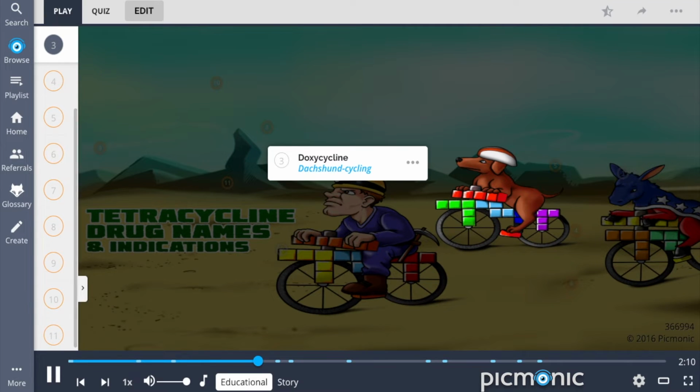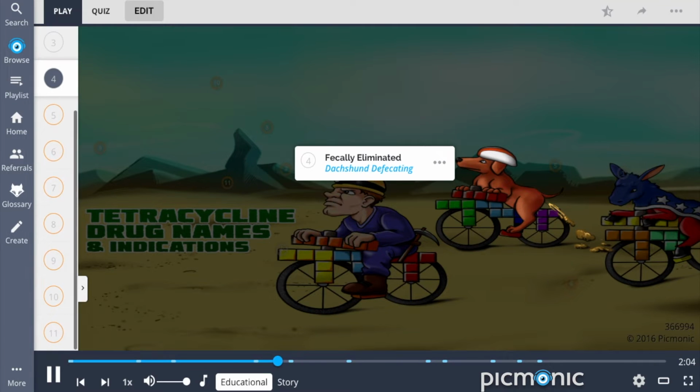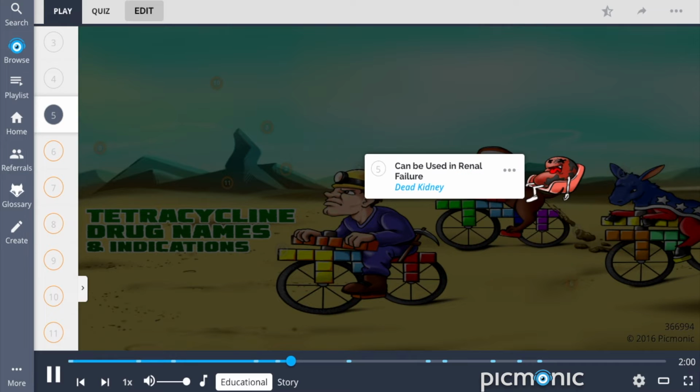Moving on, doxycycline, the dachshund cycling, is another tetracycline antibiotic, which is unique within this group because it is fecally eliminated, shown by the dachshund defecating. Because it is fecally excreted, doxycycline can be used in patients with renal impairment, illustrated here as the dead kidney riding with the dachshund.